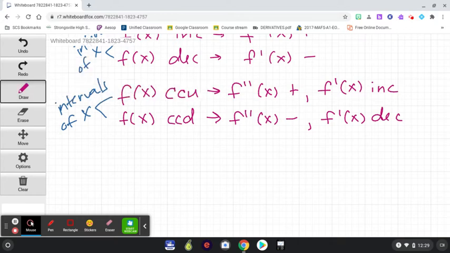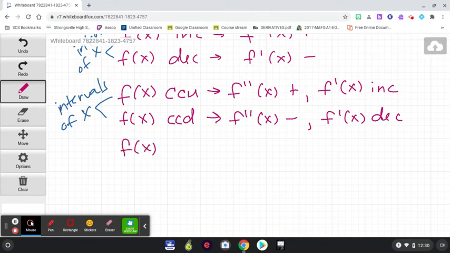Sometimes they like to combine it. They like to say, on what intervals is f of x both increasing and concave down? So you would have to look at both conditions, and where both conditions are met would be your answer. And again, both of those would be using intervals of x's.